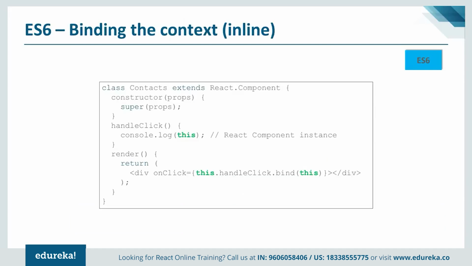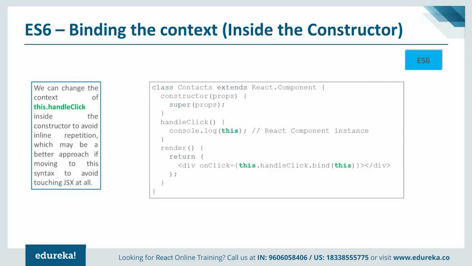So binding the context in ES6. As you can see over here, I'm creating a class with react.component, extending react.component, having a constructor which is taking properties. And there is a function called handleClick. So what I'm doing is I'm using a bind function over here, this.handleClick.bind(this). This is one of the ways of binding the context in ES6. This is the second way. Now binding the context inside the constructor.